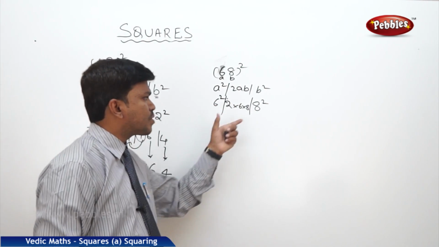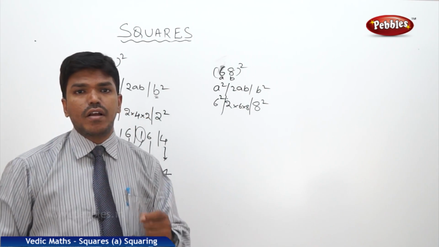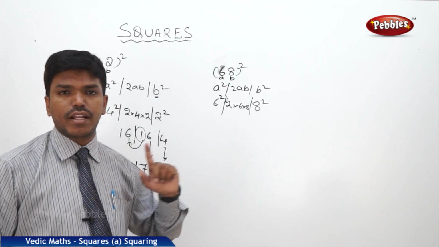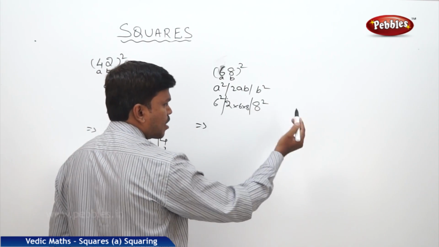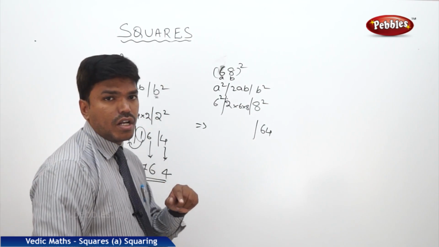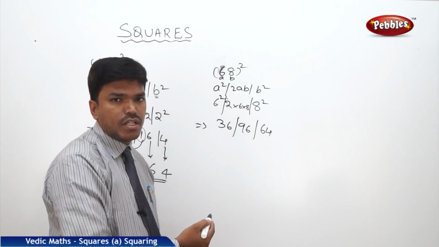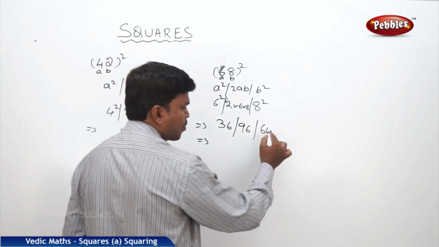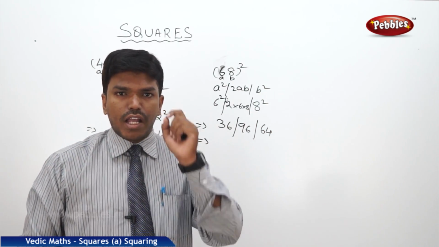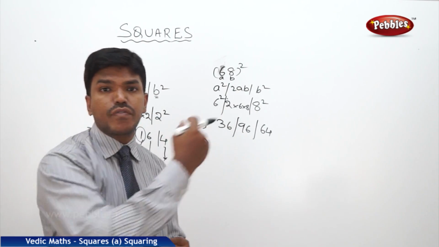Remember, for your understanding I am writing out the steps, but once I practice and am good with the understanding, I will do the direct steps. Anyhow, start from the right side. What is 8 square? 64. 2 into 6 into 8: 2 sixes are 12, 12 eights are 96. Now what is 6 square? 36. Start balancing from the right side. Balancing is nothing but dropping the ones place digit every time and carrying the remaining to the next number.